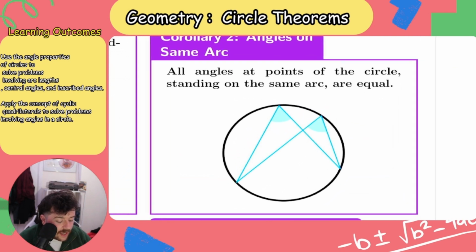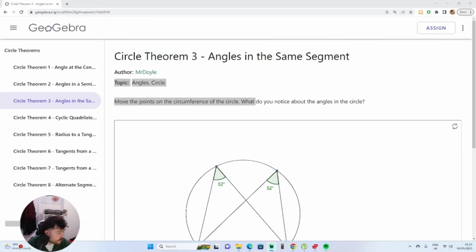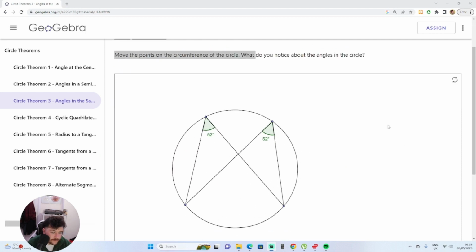Corollary 2 here is all angles at points of the circle standing on the same arc are equal. So if you see here, both of these are standing on this same arc. Let me change the color here. The blue and the yellow angle are both standing on the ends of this arc. Therefore, these angles are equal to each other. So let's have a look in GeoGebra.